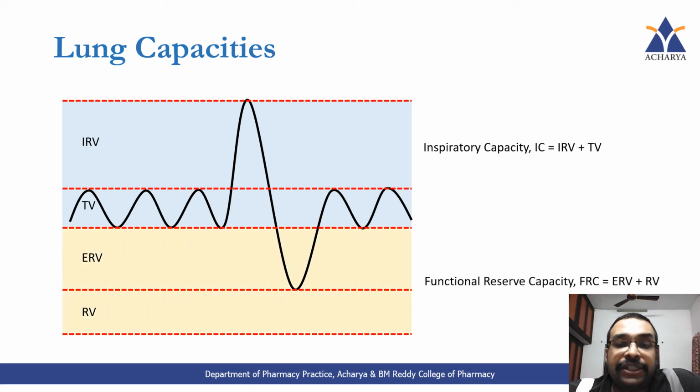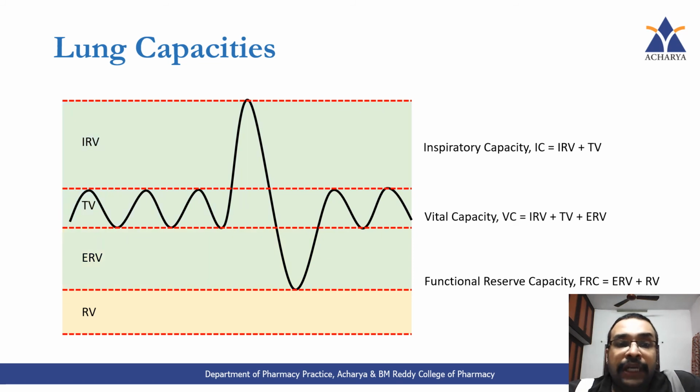Now let us look at functional reserve capacity. Functional reserve capacity is a summation of expiratory reserve volume and residual volume. It is the total capacity of the lungs that it can put to use whenever required. For example, expiratory reserve volume is the amount of air that is exhaled by the body during an active process of exhalation. Some amount of air remains in the lungs. Now, the total of these two is called functional reserve capacity. So, when you have an urgent need or a requirement for extra breathing effort, this much capacity can be put to use by the lungs.